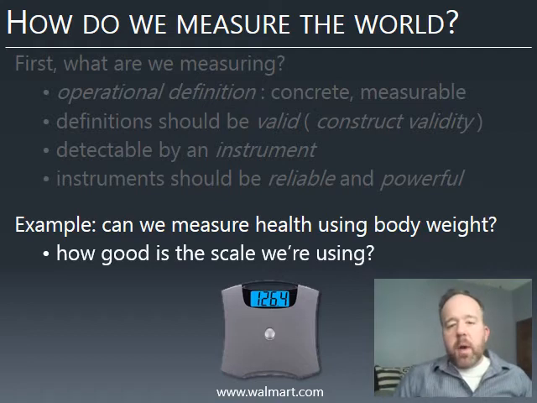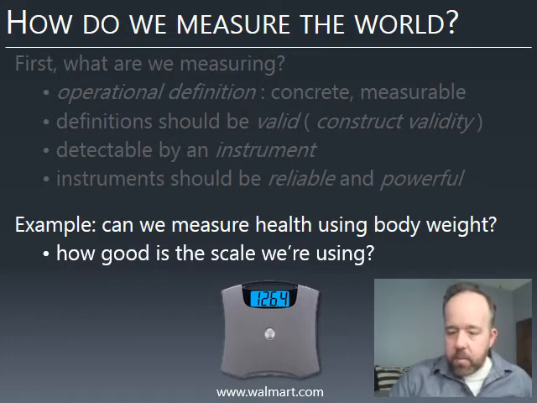And of course, the instruments we're using to measure have to be good. How good is the scale we're using? Is it reliable? Does it give us the same readout for the same mass? Is it powerful? Can it detect small changes in weight? Or does it only give us the weight in 50-pound increments, which is not nearly as useful, of course. People don't fall into convenient 50-pound categories. So the scale, what we're using to measure height, these things are important, and they really inform how good our empirical science will be.